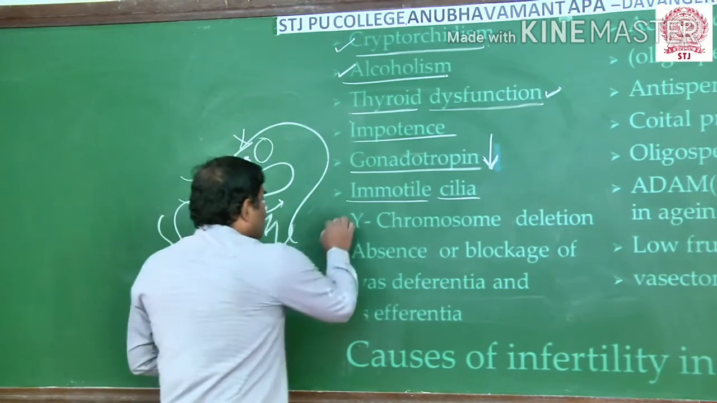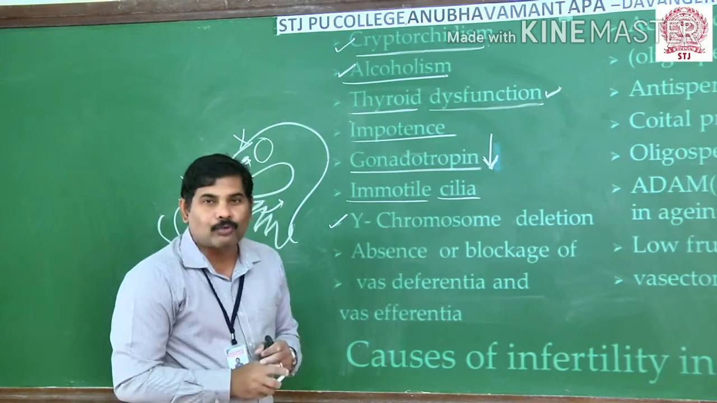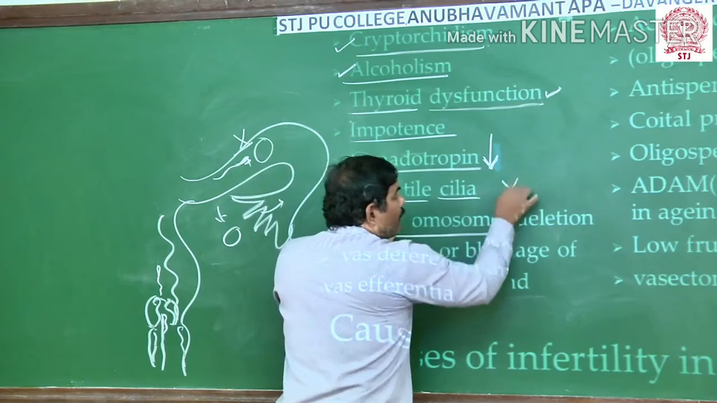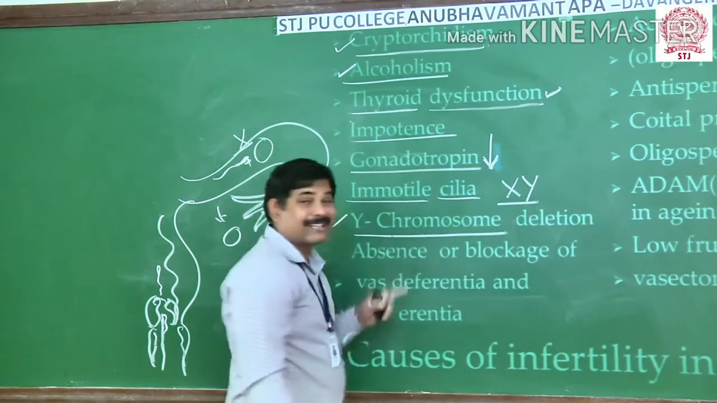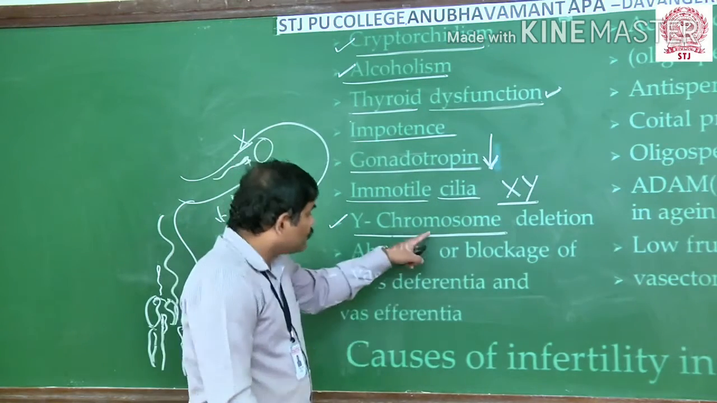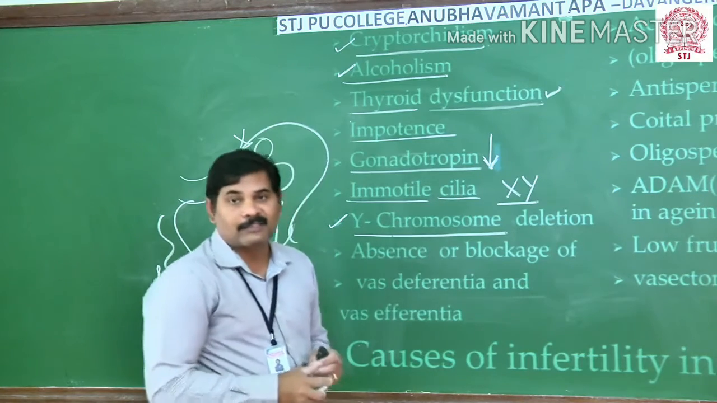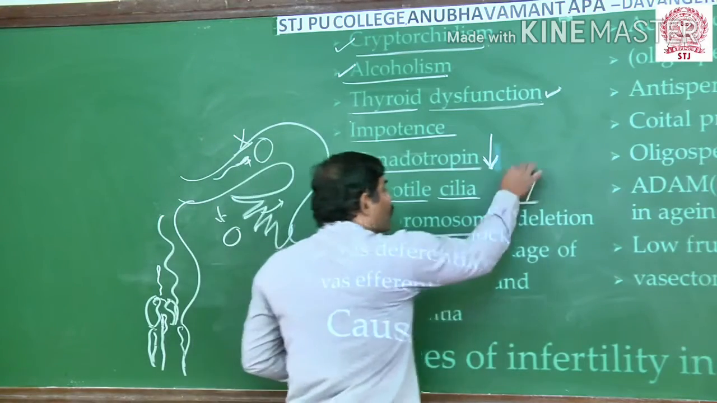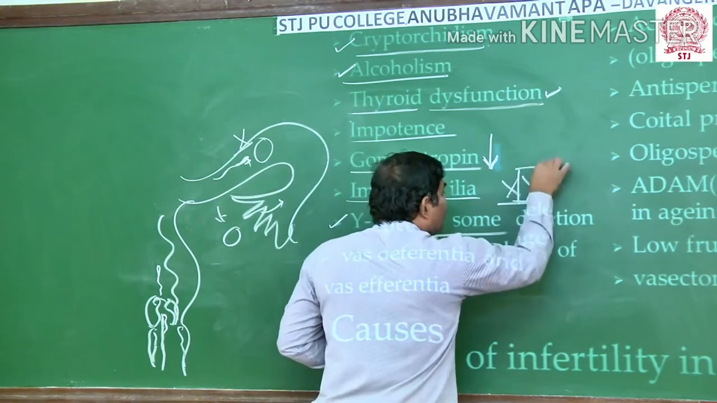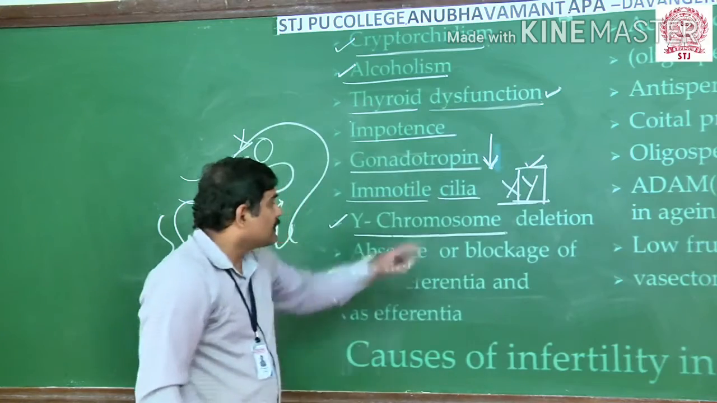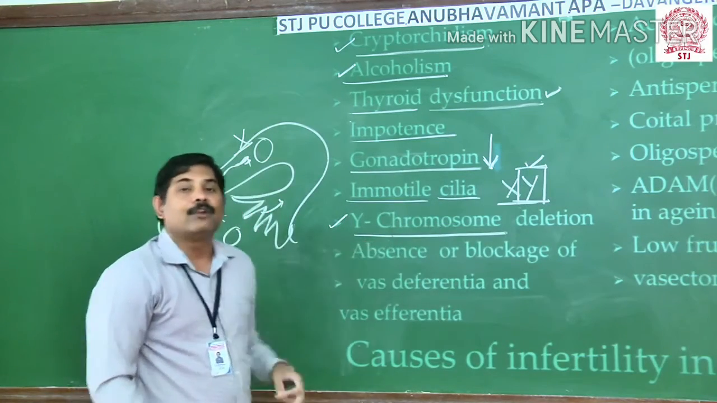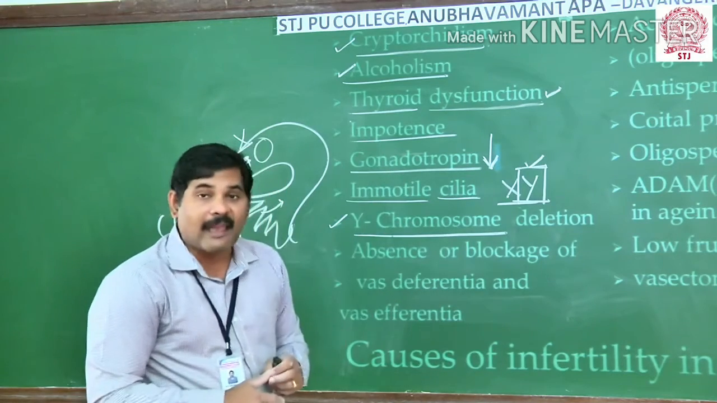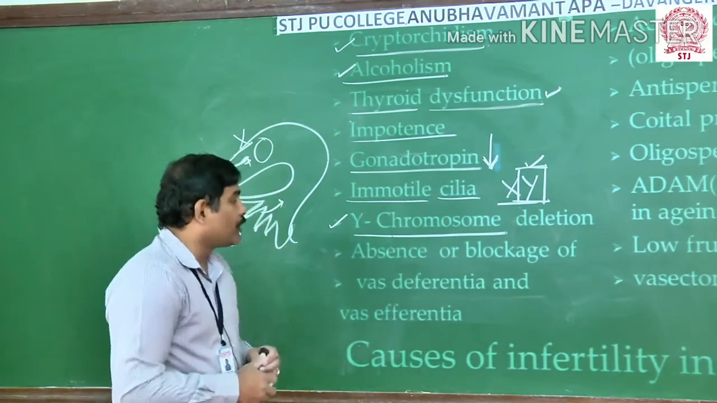And thereafter, another problem in a male: Y chromosome deletion. You know that male sex is determined by the XY sex chromosome combination. You will study this in detail in your genetics topic, so it's a kind of genetic disorder also. The Y chromosome will not be present in certain males. Since the Y chromosome is deleted, they do not develop the male characters and they become infertile or sterile. So this is one more important thing.